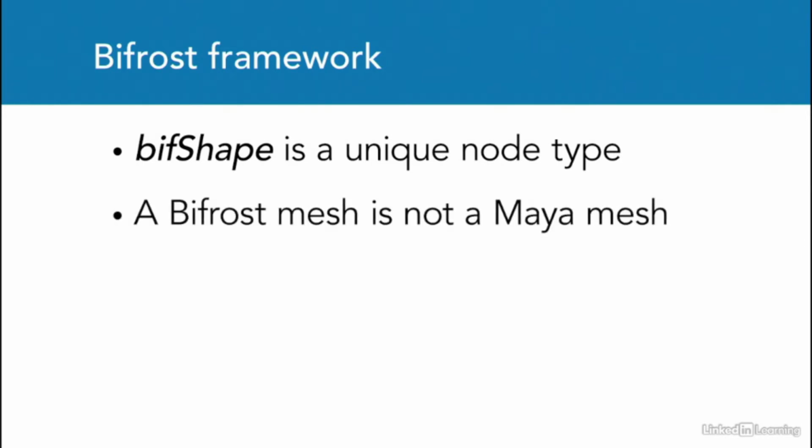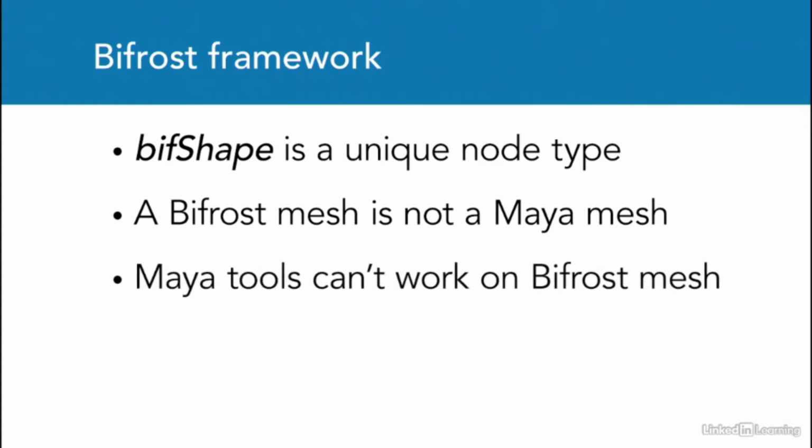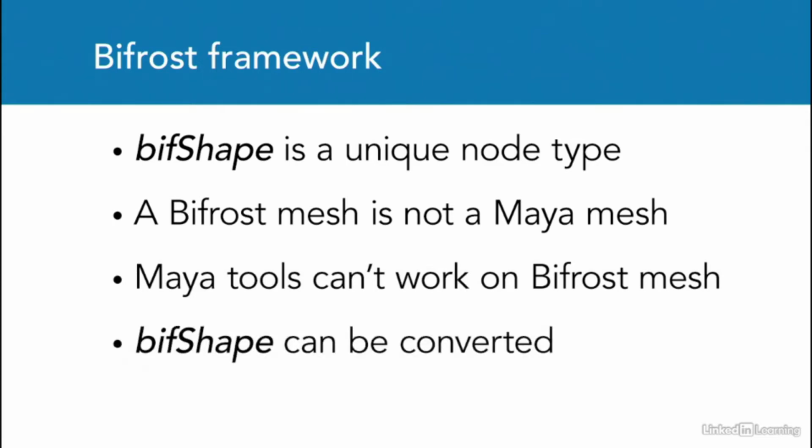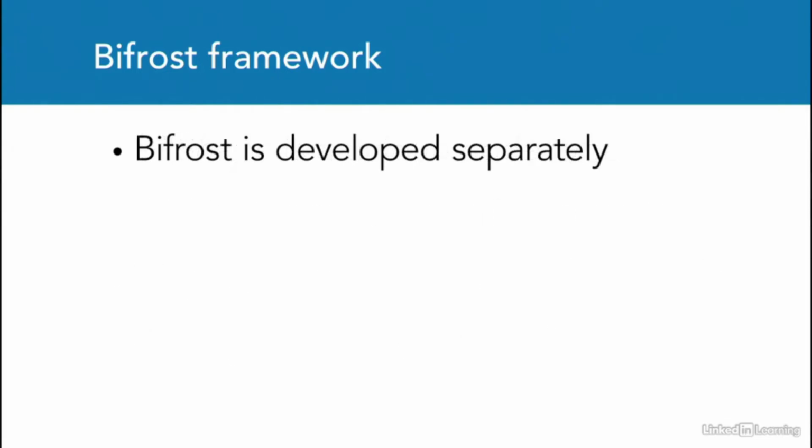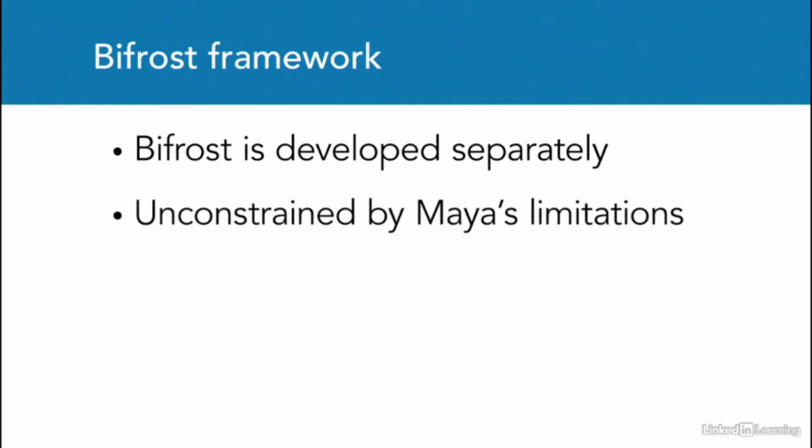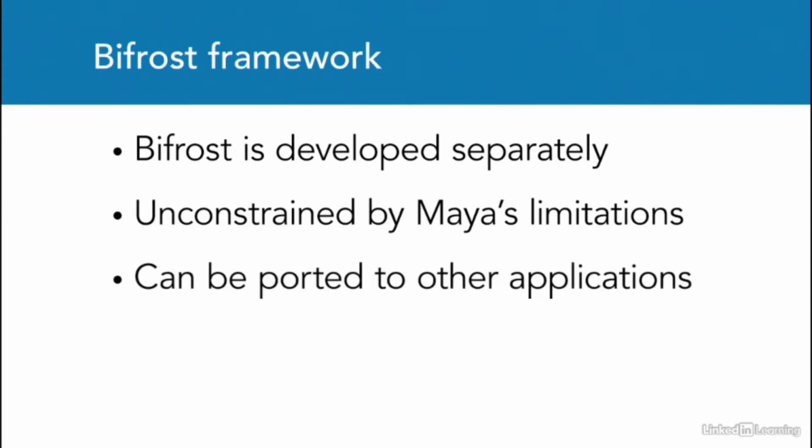For example, a polygon mesh object output from Bifrost is not a Maya mesh, so it's not compatible with the Maya modeling tools. If you try to apply a Maya mesh command or tool to a Bif shape, nothing will happen except an error message. But don't worry, we can always convert a Bif shape to a Maya mesh shape if needed. Bifrost is developed separately from Maya. That's very good because it means Bifrost breaks free of Maya's limitations in both feature set and performance. A separate Bifrost is also very good because it can be ported to other applications, such as 3ds Max.